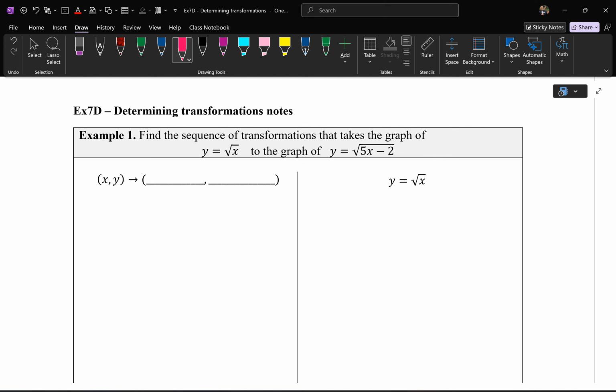Then what they're going to get you to do now is, they don't give you the sequence of transformations, but they give you the starting equation and then the new equation. And they want you to find out what the sequence of transformation is. So that means you're going backwards now.